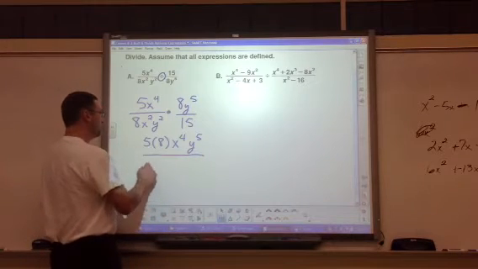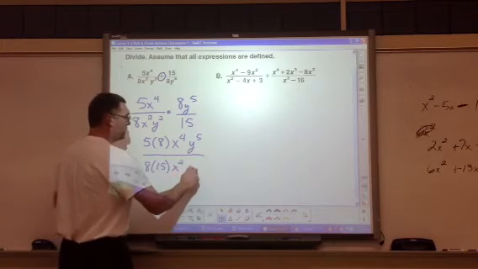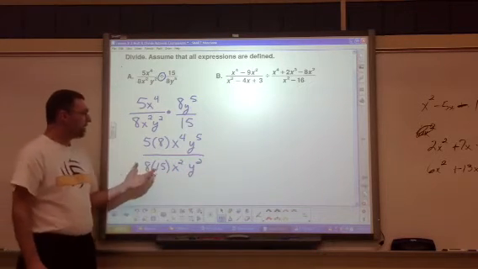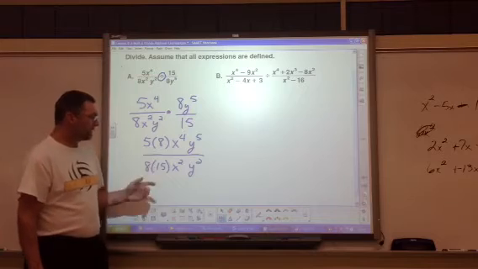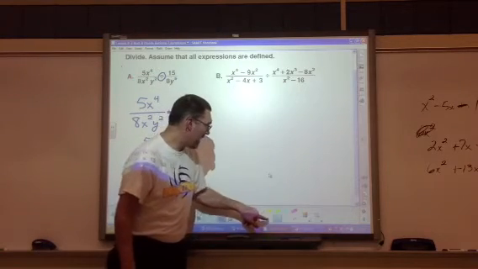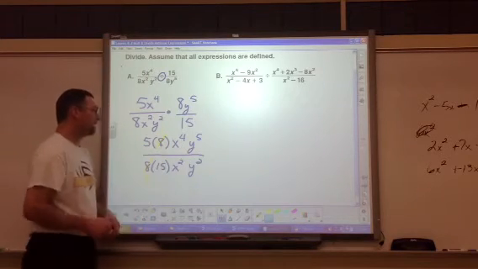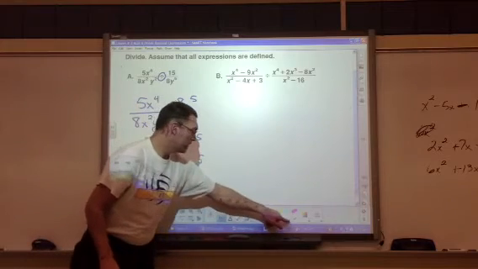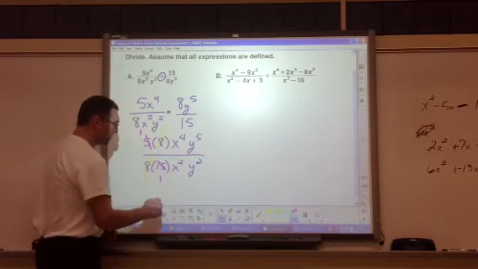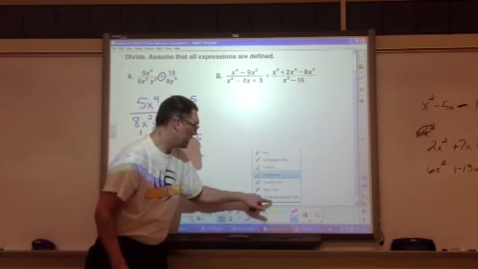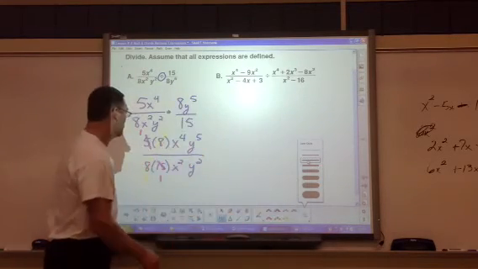So down here I get 8 times 15 times x squared times y squared. So now instead of multiplying this out, because 8 times 15 is 120, a little bit harder to work with, I can actually see that I can just cancel the 8's, and I have a 1 in each of those spots. Then 5 goes into 15 3 times. So we have 3 here.